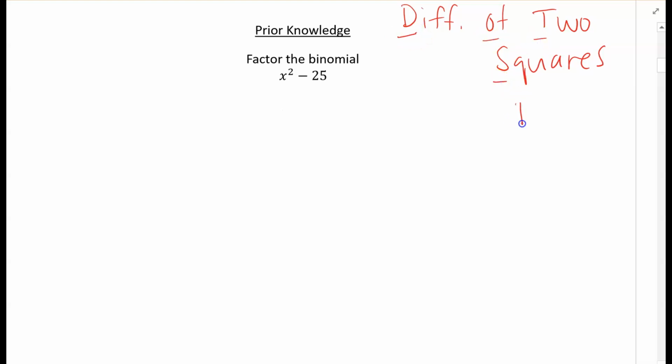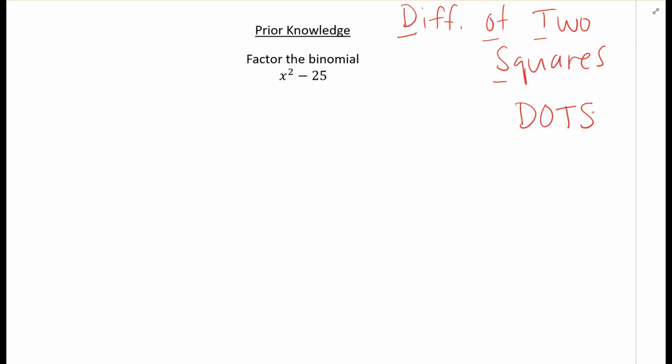So this is called the difference of two squares. I like to abbreviate this for my students as DOTS, D-O-T-S. And you'll hear me reference DOTS throughout this video. So I'll say, don't forget to check for DOTS. This is what I mean by a difference of two squares.